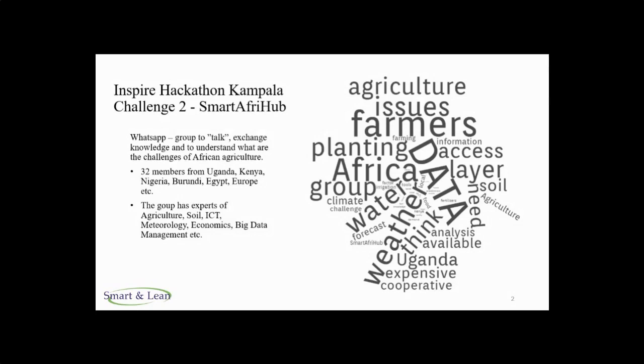The image on the right side is a text cloud of the WhatsApp discussions. Do you notice what we have been talking about? Of course, we have been talking about agriculture, farming and farmers, Africa, and data. It was the main issue all the time.